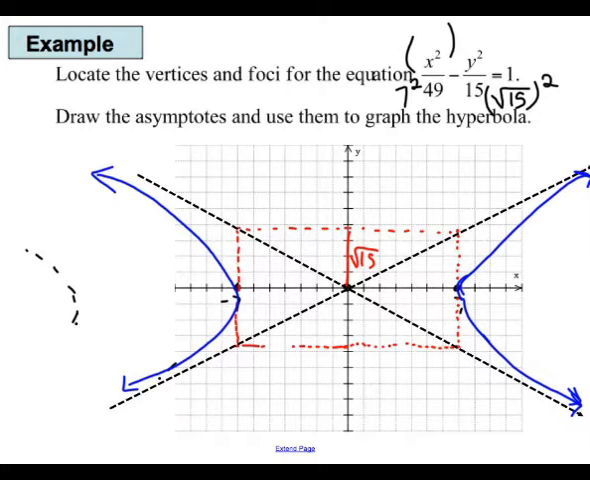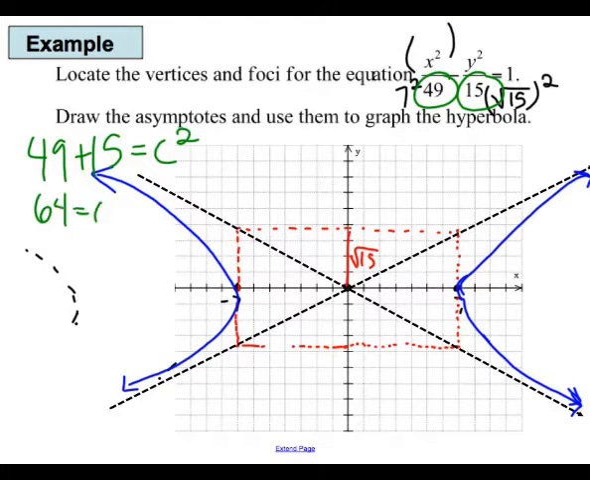Now, remember, we also want to find the foci because they're important for the application. So we're going to add the two values, 49 plus 15, and that equals c squared. So in this case, 64 is c squared. That means c is 8. So once again, it's 8. That means a distance of 8 from the center. So we're going to go over 8 and see my first focus is here, and my other focus is 8 from the center in the other direction. Okay, so this distance here is 8, or the length of c.